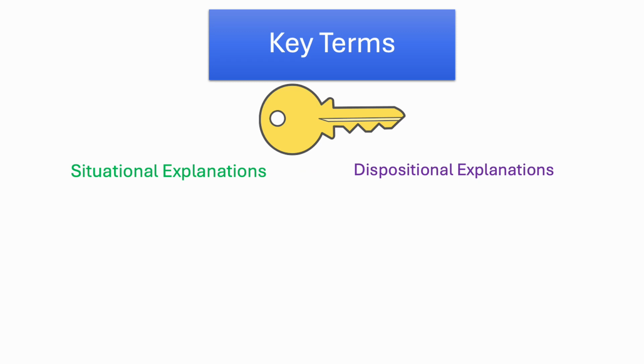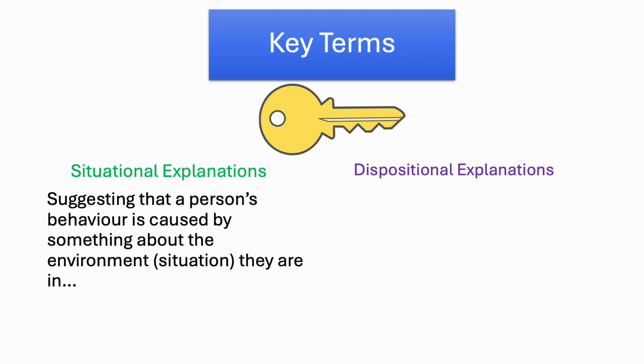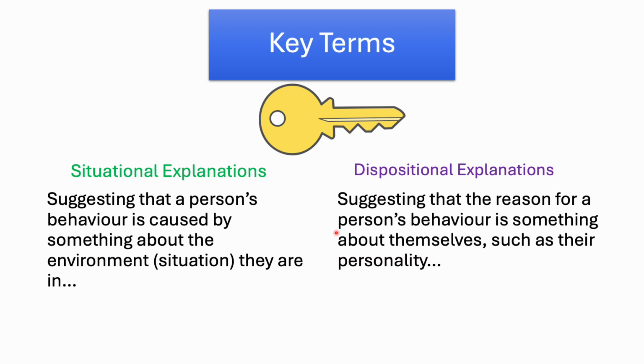So before we proceed, let's have a look at the difference between the main types of obedience explanations. They're situational and dispositional explanations. So situational explanations are to do with the situation the person is found in. So that is mainly the environment and how the environment affects obedience levels. Whereas dispositional explanations are about the internal characteristics of a person, such as their personality.